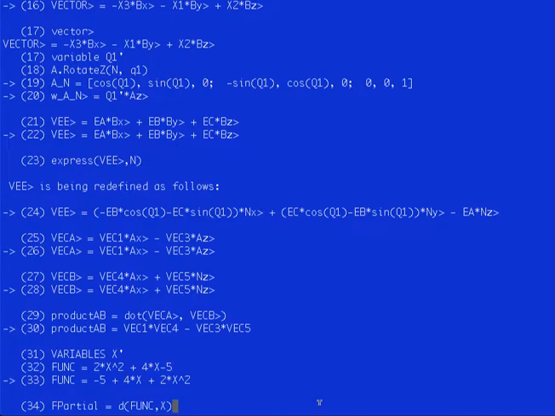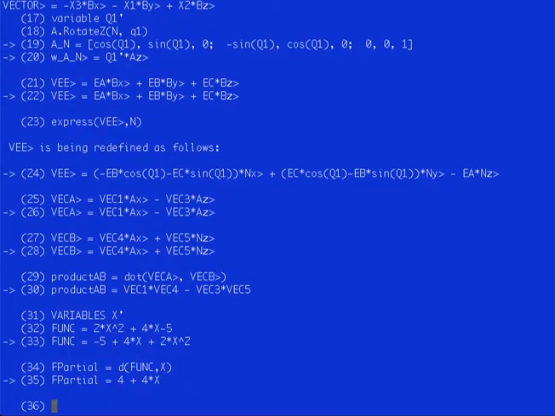And I'm going to ask for the partial derivative. So again, this left-hand side is just the things I make up. So f partial is just my made-up variable here. So a d, meaning partial derivative of the function with respect to x. So this is a partial derivative because x is a variable in time. I've already just explained that, or declared that x is a function of time. So here I'm just doing the partial derivative of this function with respect to x, and so it gives us the result as expected. So 4 plus 4x.